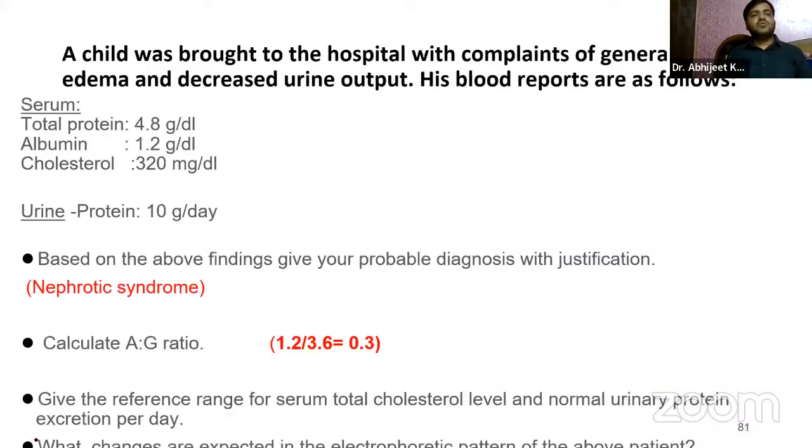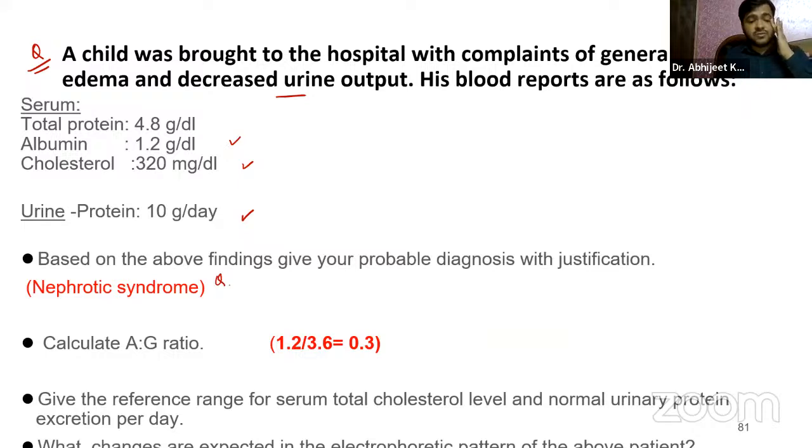Coming on to the next question, guys. A child was brought to the hospital with complaints of generalized edema and decreased urine output. His blood reports are as follows. Total protein 4.8, albumin 1.2, cholesterol 320, it's increased. Urine protein 10 gram per day. The diagnosis is nephrotic syndrome, guys.